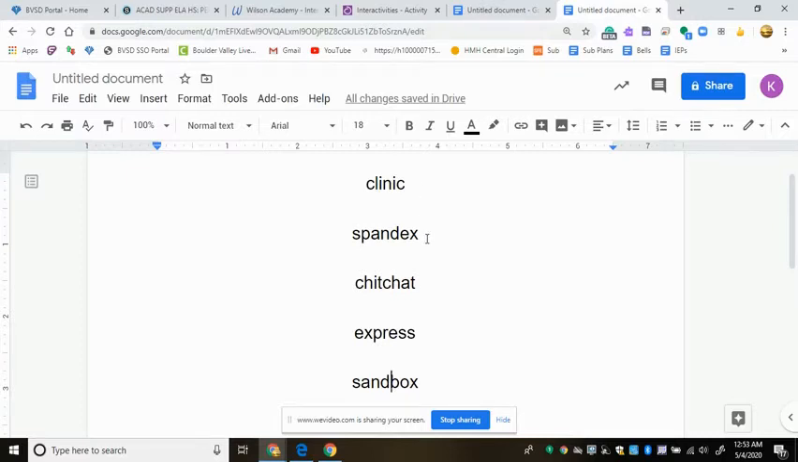Next word, spandex. How many syllables are in spandex? 2. And we divide the syllables between two consonants right here. Span, ending with an N, is the first syllable, and then dex is the second syllable. That begins with a consonant. It was split right down the middle between these two. Spandex. Probably seen this before. Some pants are made out of spandex. Spandex pants.